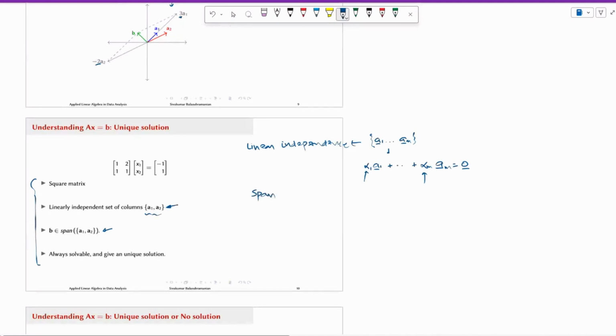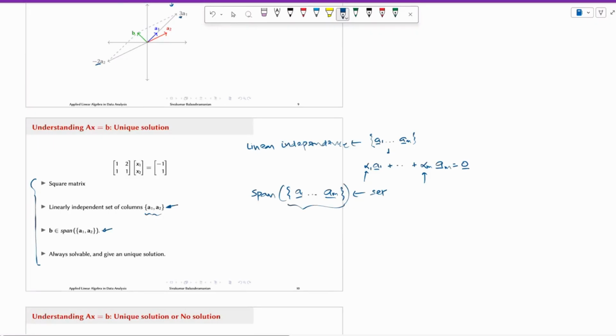Linear independence is the property of a set. What is a span? Is it a property? Is it a set? Is it a vector? What is it? Great. Okay. What did you say? Okay. So if you have a set of vectors a1 to am, the span is also a set. A set contains things, and the things that the span contains are all the possible linear combinations of these vectors.